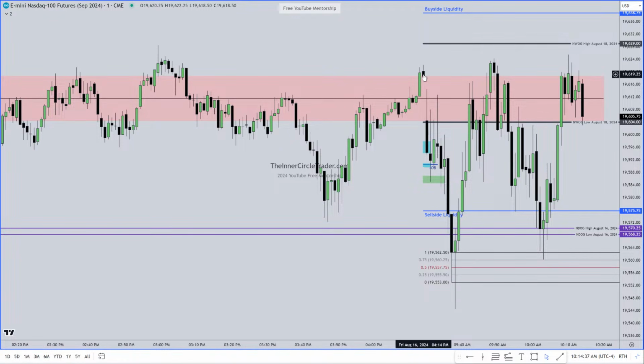See the time at the bottom of the chart? 4:15 p.m. Friday, August 16th. And then the next candle's formation is on Monday at 9:30 a.m. And then we trade up.